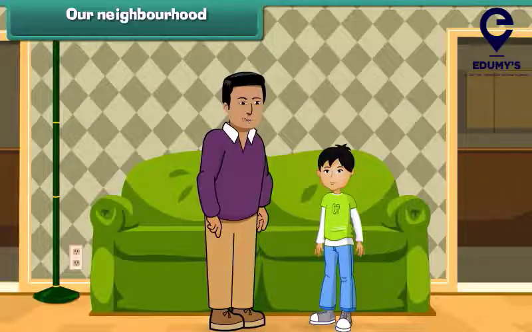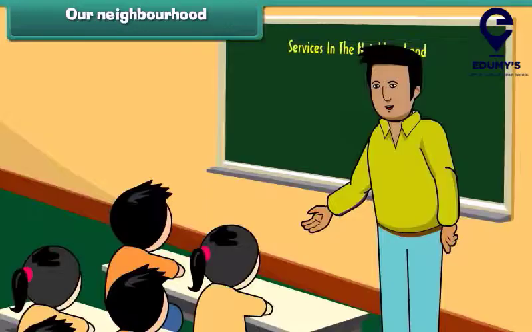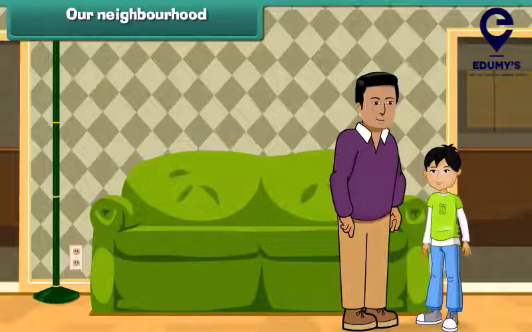Sam, we are human beings and we live in a society, and hence we need each other's help many a time. As you know, we need doctors when we fall ill. We need teachers to teach us. We need watchmen to keep our homes safe. We get all this from our neighborhood. Son, now let's go outside and I will introduce you to some of the neighborhood places.